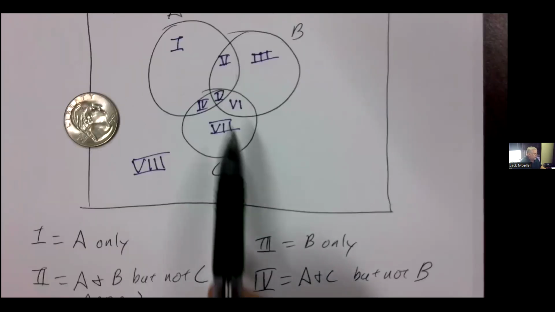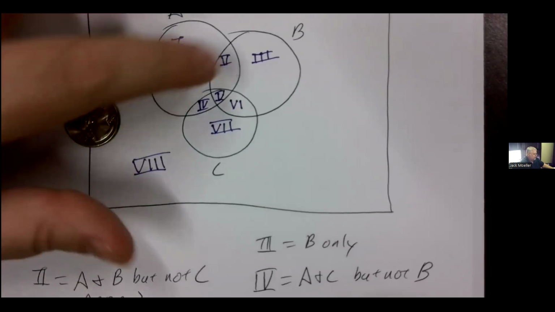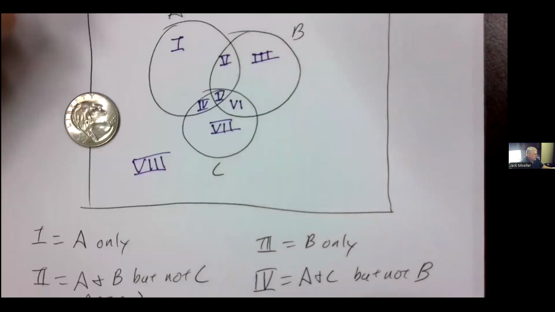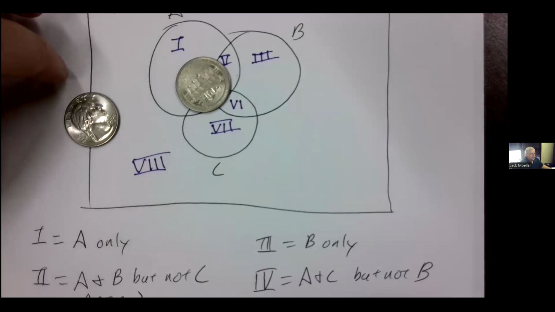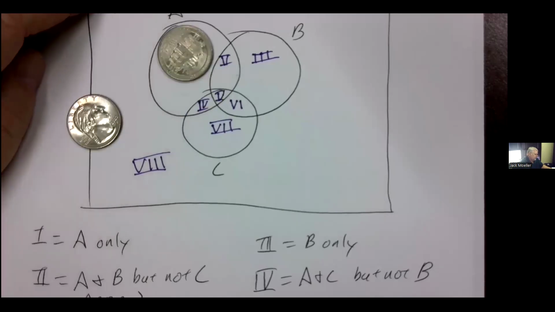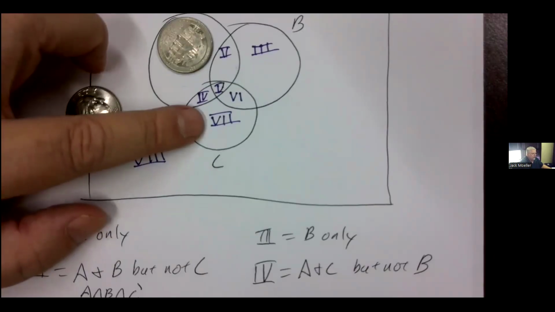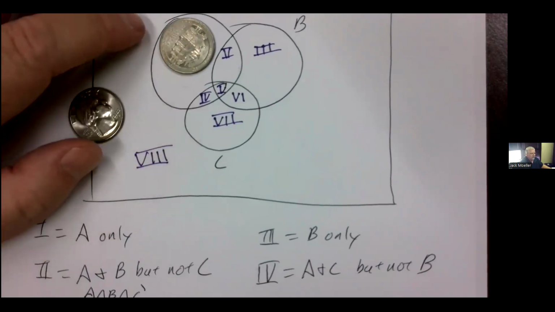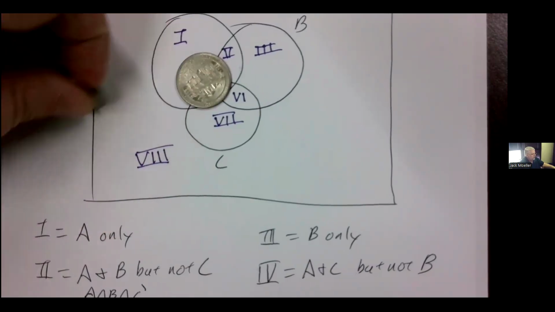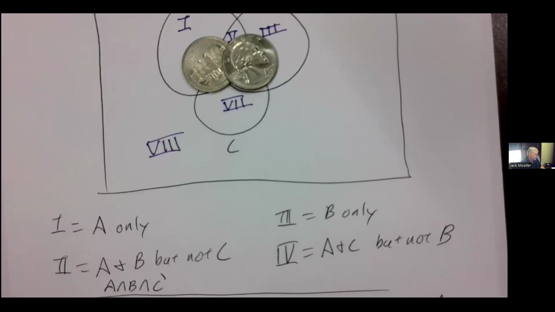Okay, so what about region 6? Region 6 is right here. Region 6 is in the B circle. It's in the C circle, but it's not in the A circle. So region 6 would be B and C, but not A. Okay, so now what about region 7? Region 7 is definitely in C, but it's not in A, not in B, so it's only in C.